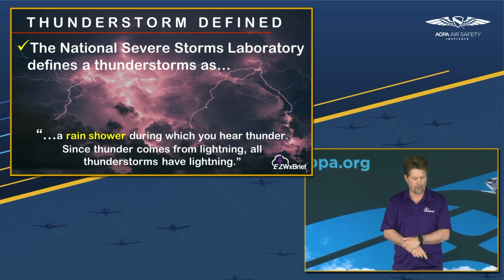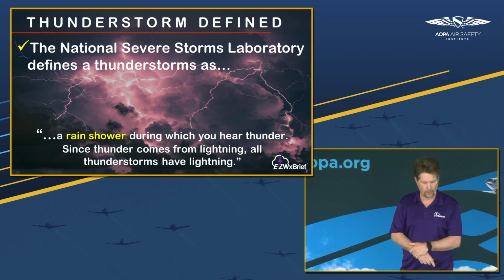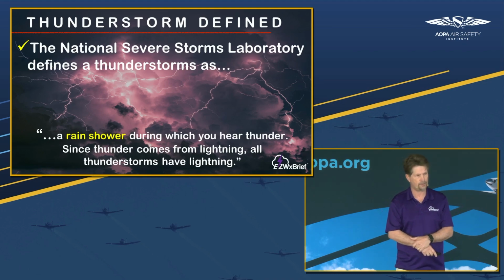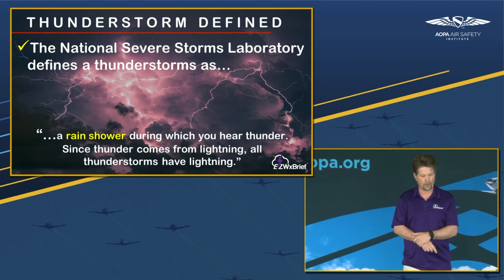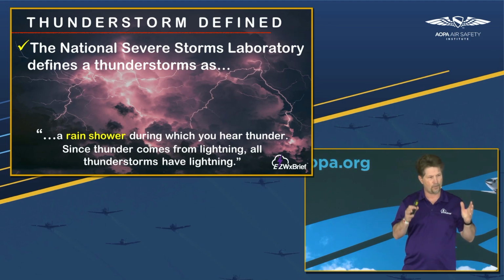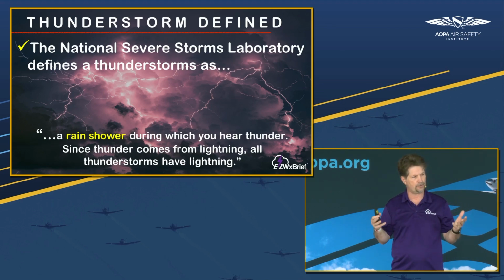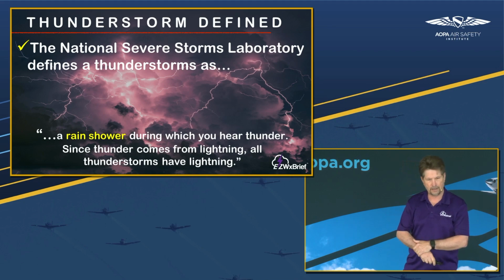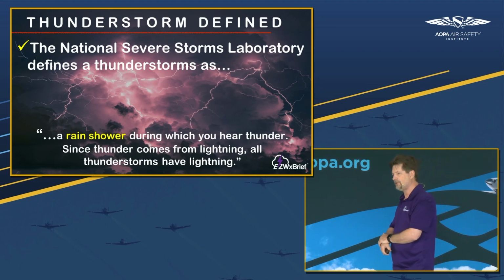So we know that all the thunder comes from lightning, so all thunderstorms have lightning, of course. It's actually a pretty darn succinct and important definition that you need to get into your head, because ultimately the key element there is a rain shower.